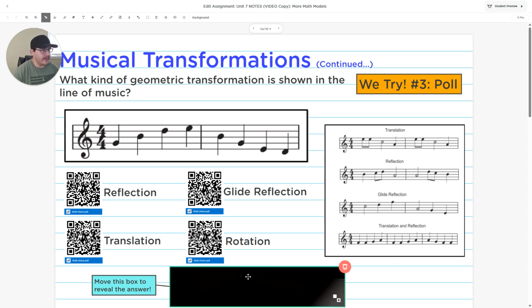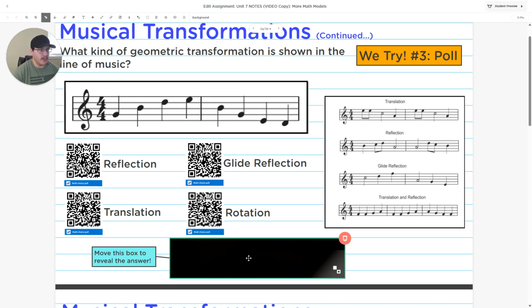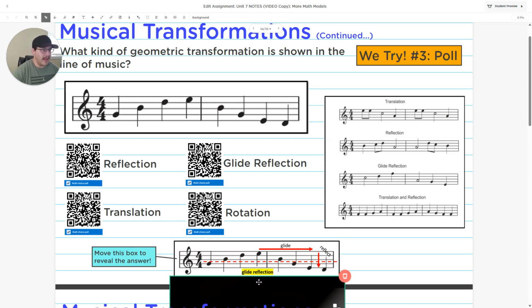Okay, so the answer for this problem, poll number 3, is glide reflection. So notice how this first note is midway through one of these, because notice where it is on the line. We glide it and then reflect it across the line right here. And then we take this one and reflect it down. This one reflected down. This one reflected down. Okay? So these are all glide reflected across from this line right here.